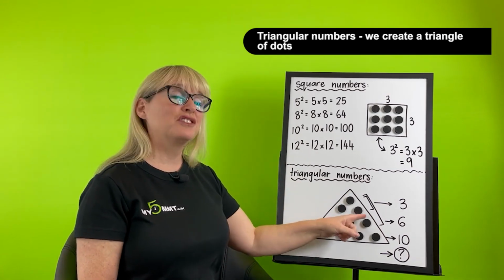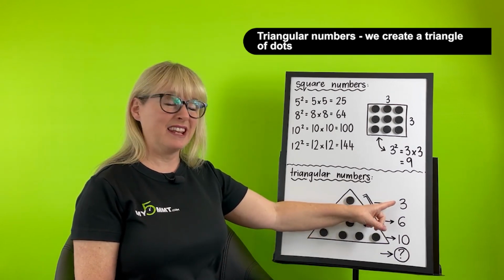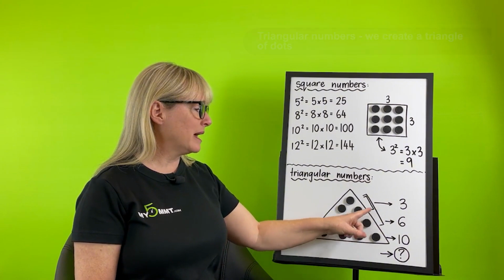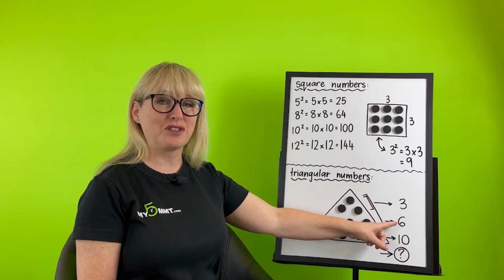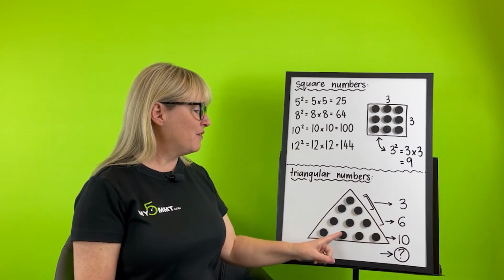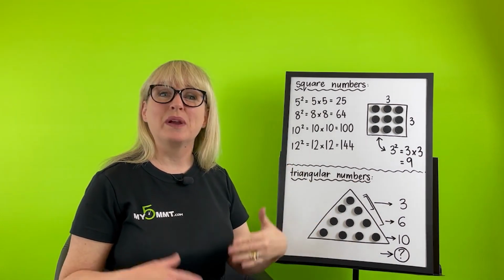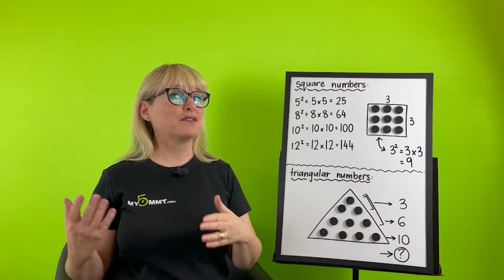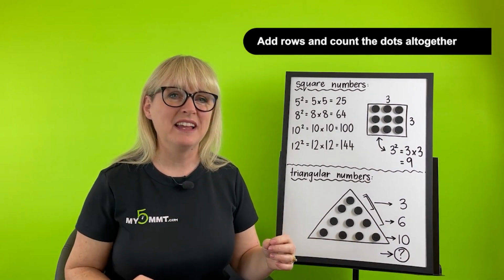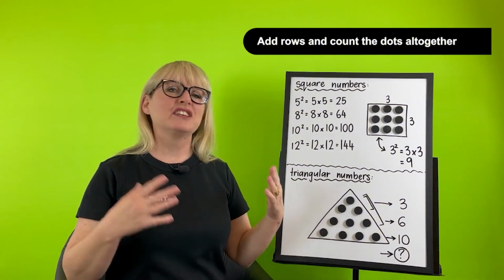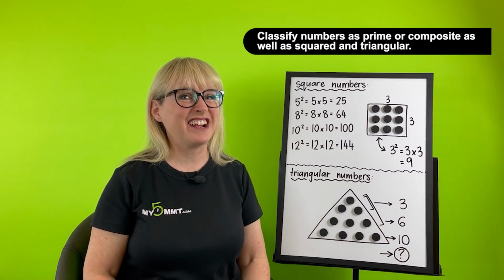We create a triangle when we have 1, 2, 3. So 3 is a triangular number. We add another row to make another, larger triangle, and we have 6. 6 is a triangular number. And then we add 4 here. So 10 is a triangular number. We can keep exploring all sorts of different triangular numbers by adding another row and counting up how many altogether. Different to squared numbers. So there's classifying numbers for prime and composite, as well as squared and triangular numbers.